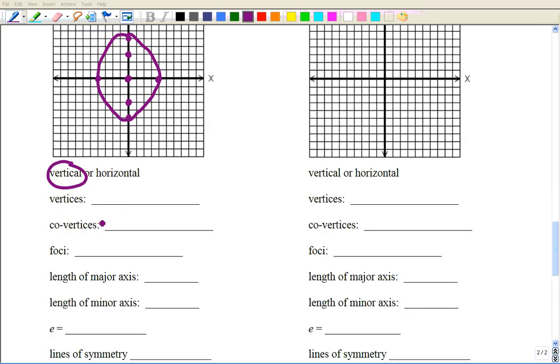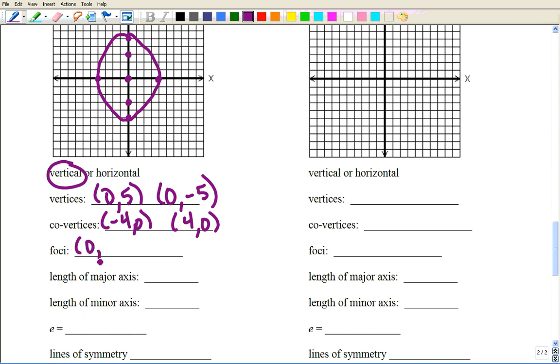Okay, so for the vertices, remember those are the endpoints of the major axis, the longer axis. So the vertices are at 0, 5, and at 0, -5. The co-vertices are the endpoints of the minor axis, so that's the shorter axis here. So we'll have -4, 0, and 4, 0. The foci are those other 2 points in there, so we have 0, 3, and 0, -3.